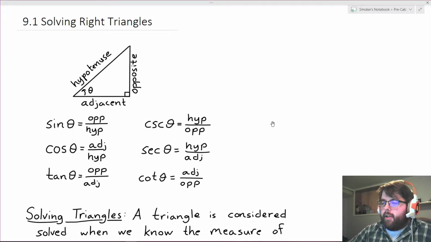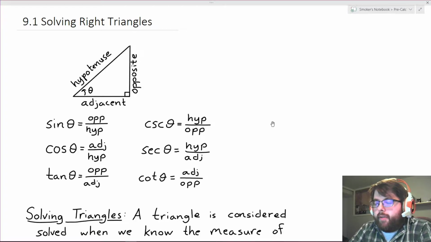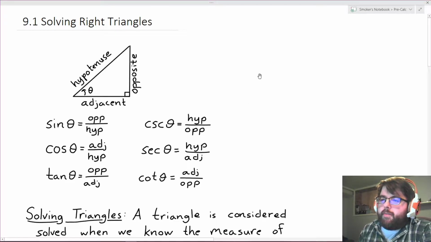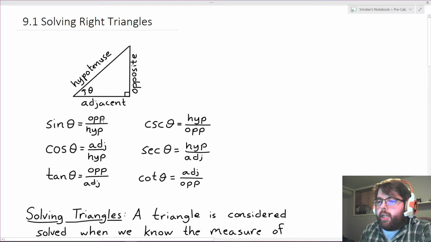So let's just recap some stuff here. Sine is equal to opposite over hypotenuse. Cosine is equal to adjacent over hypotenuse. Tangent, opposite over adjacent. Sound familiar? We covered that earlier this year, I think. I hope. Or in geometry, if not earlier this year, you should have covered that.